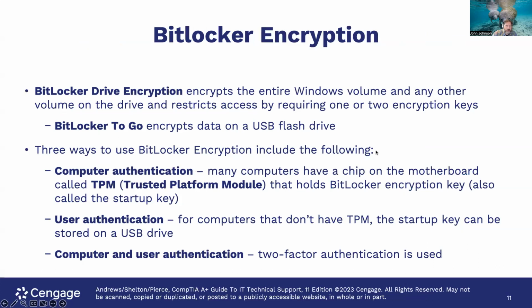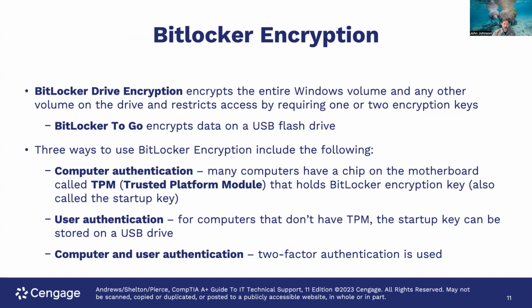So then we also have BitLocker encryption. BitLocker drive encryption encrypts the entire Windows volume or any other volume on the drive and restricts access by requiring 1 or 2 encryption keys. And you've got a mobile version of that you can use on USB flash drives called BitLocker To Go. So the 3 ways you can use BitLocker encryption include the following.